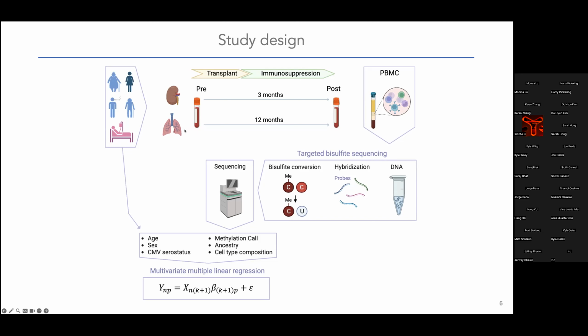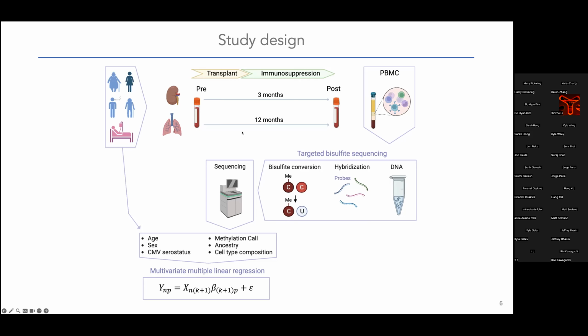Okay, so we collect blood from these patients on the day they get the organ transplant surgery, and we collect post-transplant samples after 3 months for the kidney cohort, and 1 year after transplant for the lung cohort.